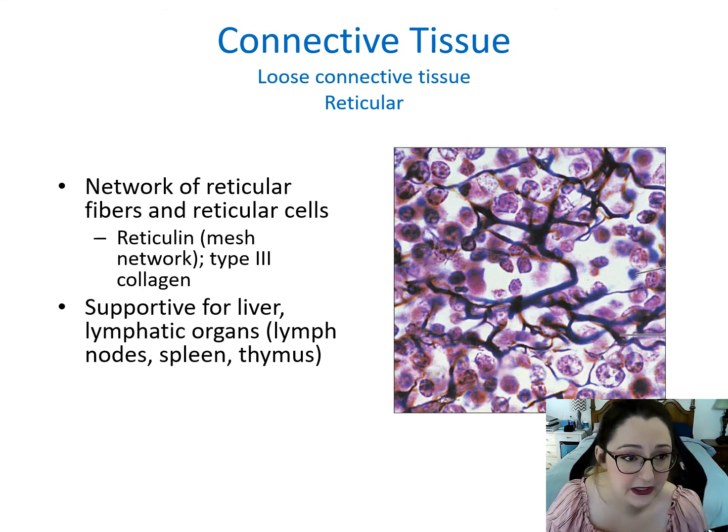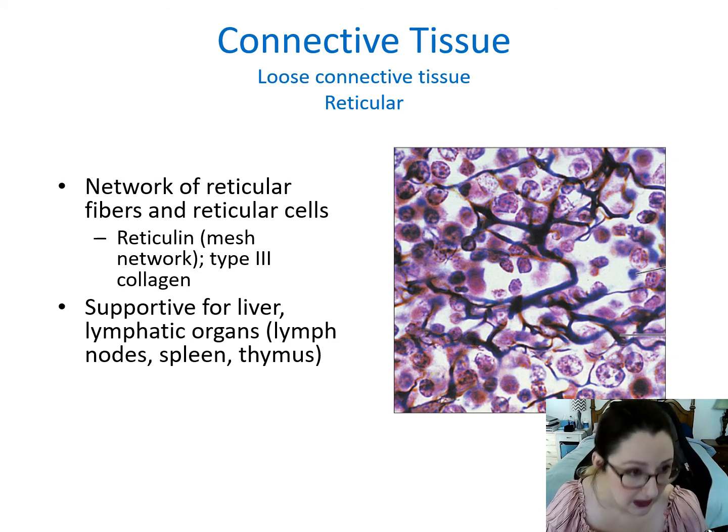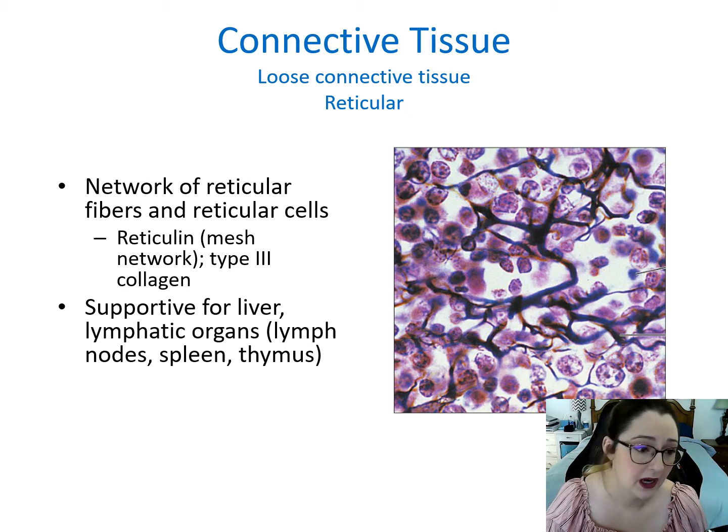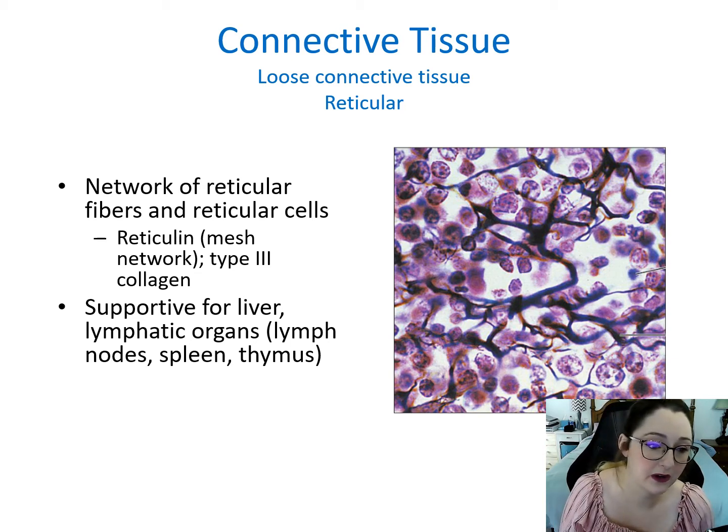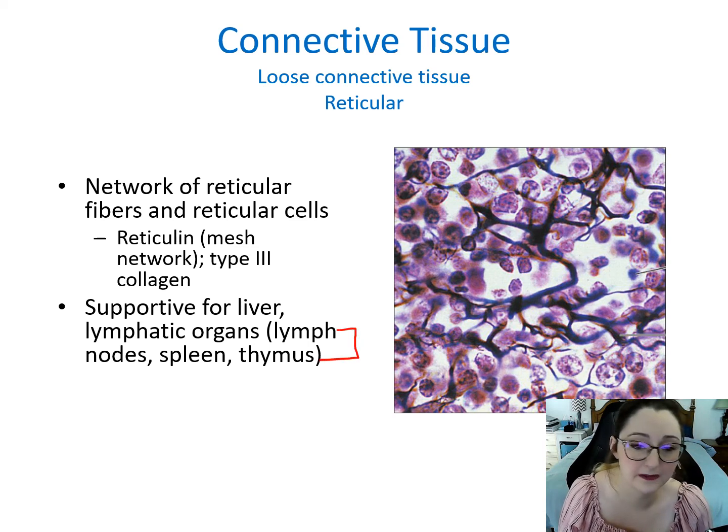Next is reticular loose connective tissue. This is a network of reticular fibers and reticular cells. It contains something called reticulin, which is just a mesh network. But what I want you to know is that it's supportive for the liver and the lymphatic organs: your lymph nodes, spleen, and thymus. So this is part of the lymphatic system right here. So just know that, and that it looks like this. It looks kind of eerie, almost kind of like an Art Nouveau type of design.